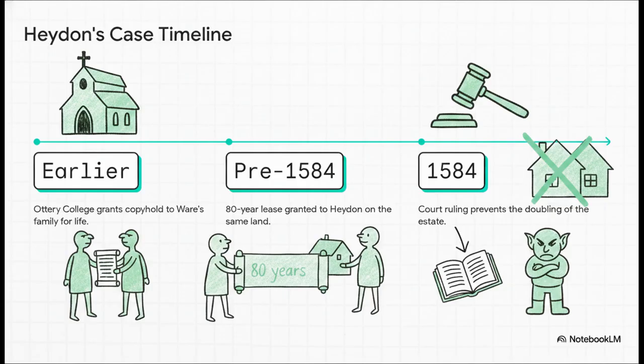So in 1584, the court had to step in and decide if this amounted to the prohibited doubling of the estate. Essentially, people were trying to double dip on land estates to secure their wealth before the king took over, and the Crown wanted to shut that down fast. To prevent this very specific mischief, the court used this brand new rule to determine that Ware's copyhold was in substance an estate for life within the meaning of the statute, meaning Hayden was completely ineligible for his 80-year lease claim. Boom, the double-dipping mischief was suppressed.